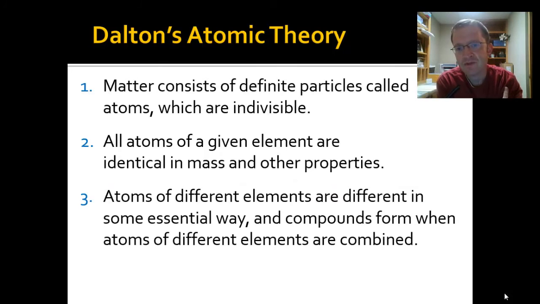Number 3 states that atoms of different elements are different in some essential way, and that compounds form when atoms of different elements are combined. Well, this is very true. Everything about number 3 is effectively true. There are things that atoms have in common even between other elements. Carbon and nitrogen, for example, we can take atoms of each of those and find similarities, but they are certainly different in some essential way. That's why they have different names. That essential way, their most basic identifier, will be the protons, and we'll be talking more about how we came about understanding protons later on. But number 3, definitely true, still believed to be very true.